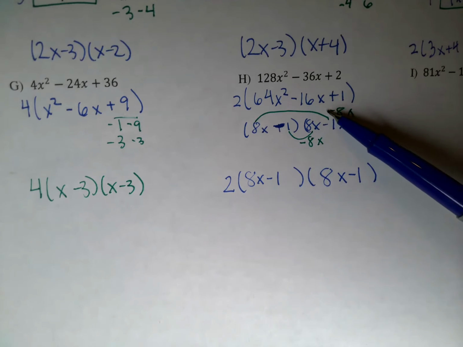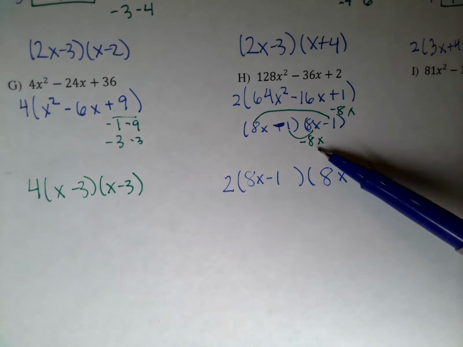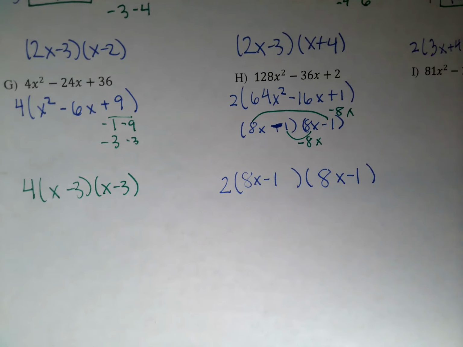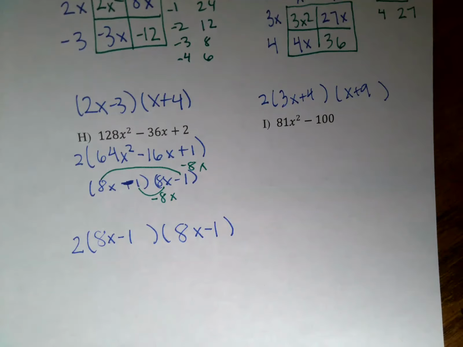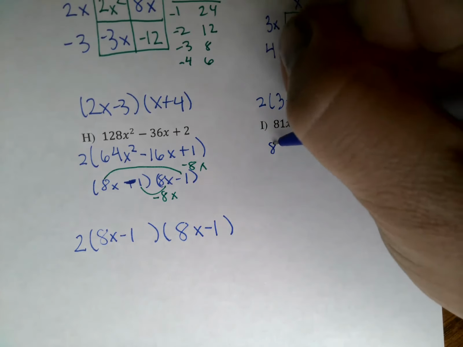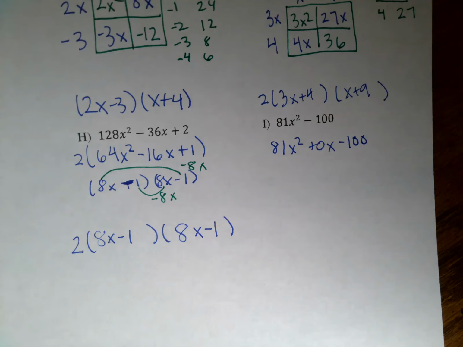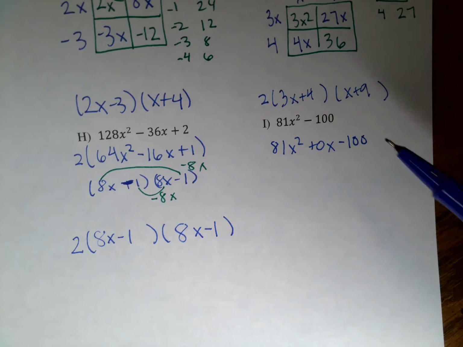I check my outside, that gives me negative 8, and I check my inside, I get negative 8, and together it gives me a negative 16x. So I have the 2 from it first, then 8x minus 1 and 8x minus 1. This is kind of like the same thing. 81 and 100 are special numbers. So I could rewrite this just so I can visually see. I'm looking for numbers that multiply together with these two that would add together to get 0.